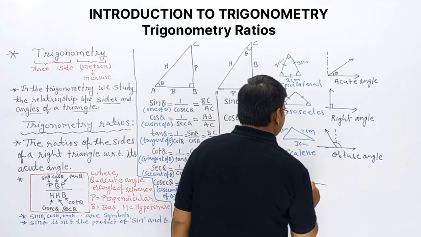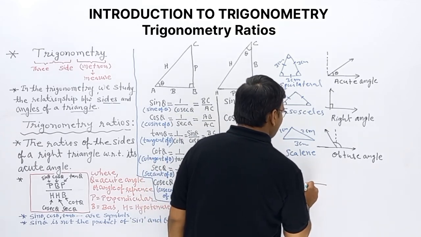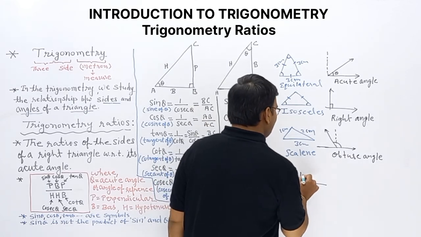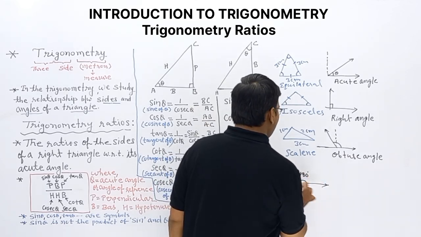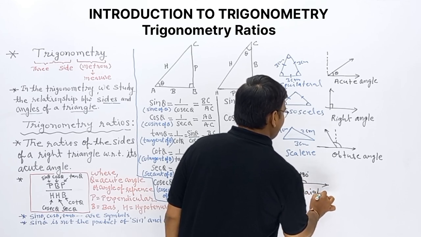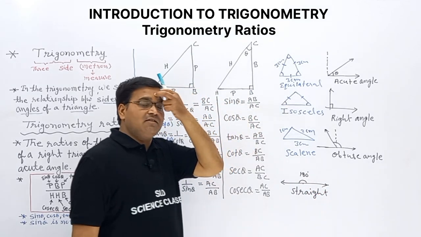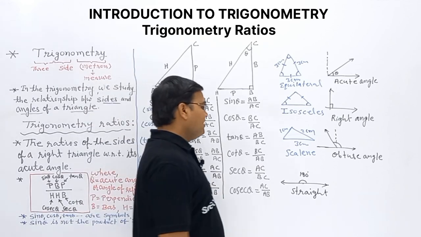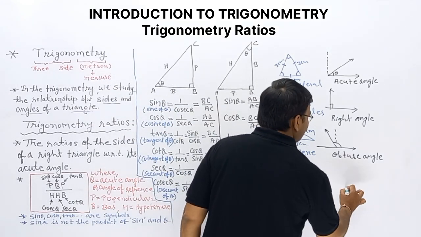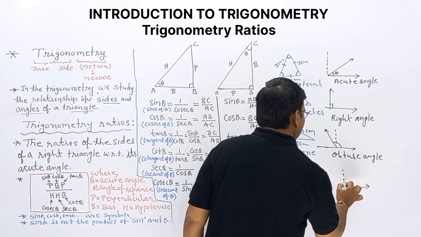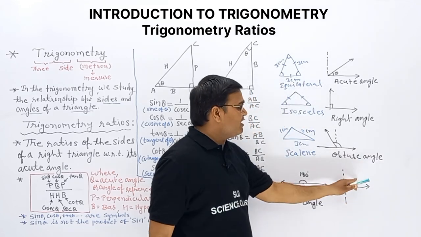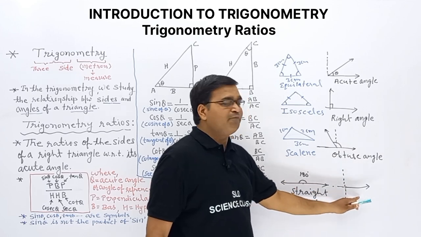And the next one: two rays going opposite to each other make 180 degrees, and this is called a straight angle. This is a straight angle. And the next one is the last angle we have. This is the first quadrant, second quadrant, third quadrant and fourth quadrant.